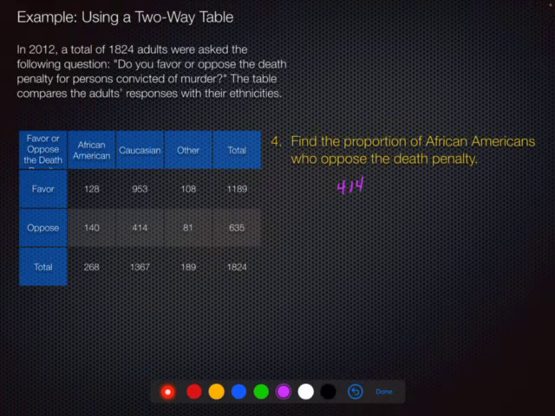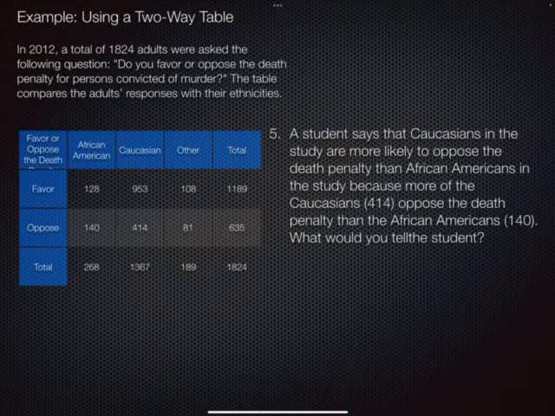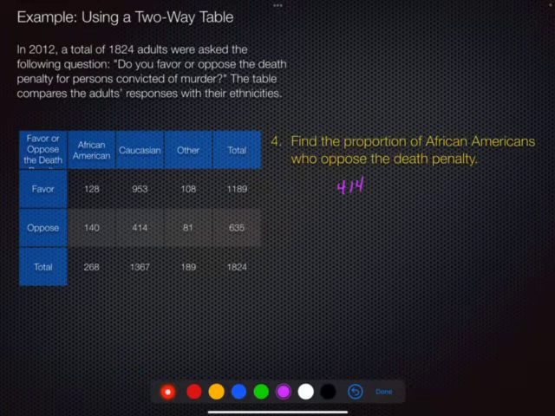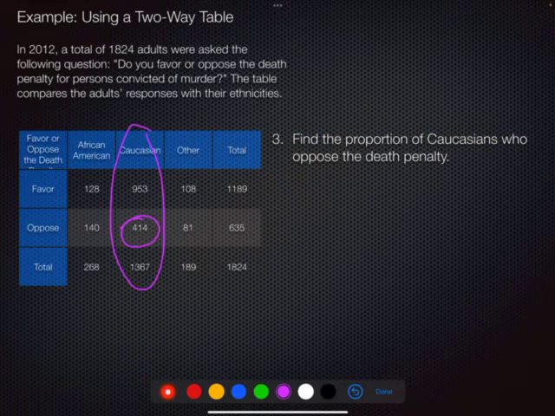Oops, I think my thing just jumped on me. There we go.